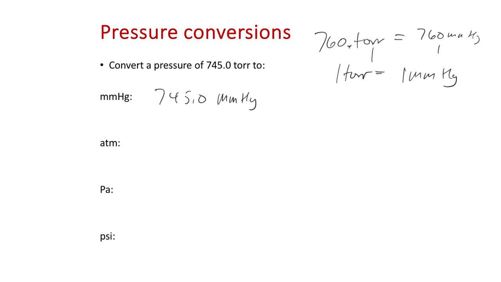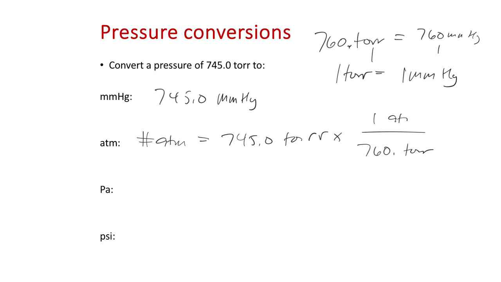If I want to calculate the number of ATM, so the atmospheres of the gas, I would calculate this by taking the value 745.0 torr or millimeters of mercury, and then just using the conversion factor, there's 760 torr precisely in 1 ATM. Now, to go back to sig figs real quick, do you think I should round this to 2 sig figs or keep 4? What do you guys think?